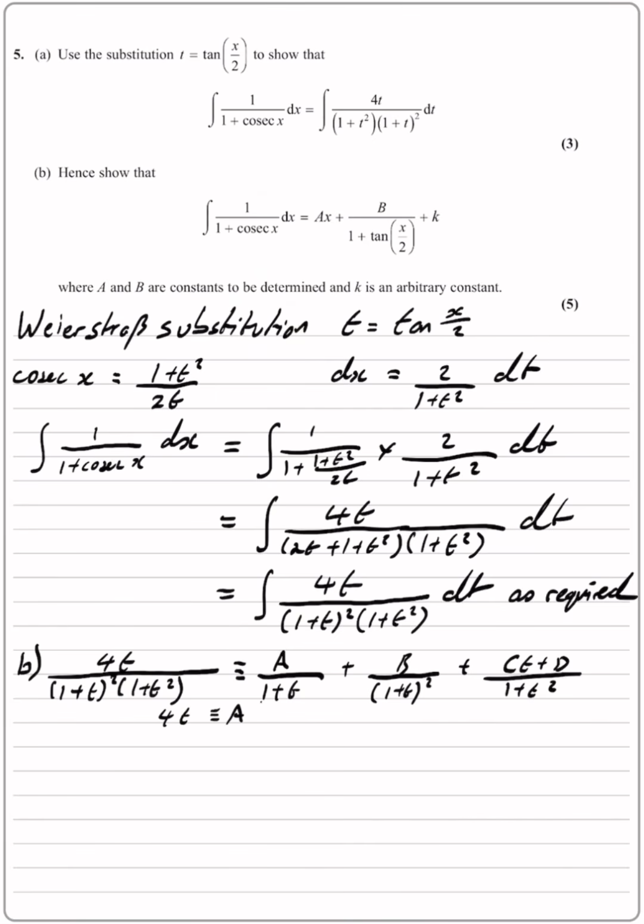All right, multiplying through by the denominator, cancelling where appropriate. 40 is equal to a lots of 1 plus t times 1 plus t squared, plus b lots of 1 plus t, plus ct plus d lots of 1 plus t all squared.